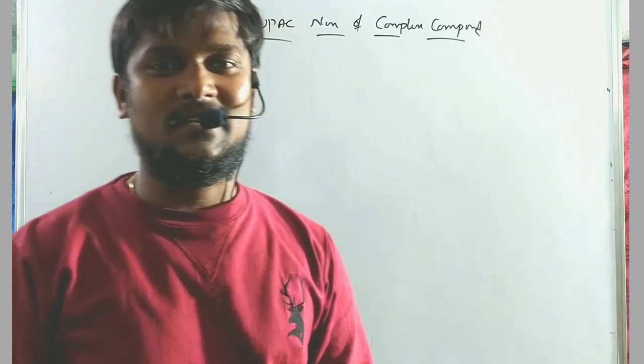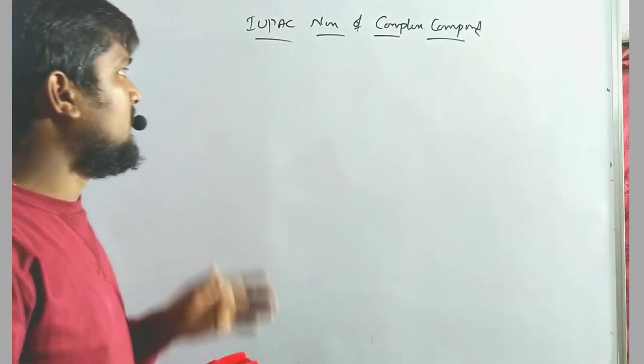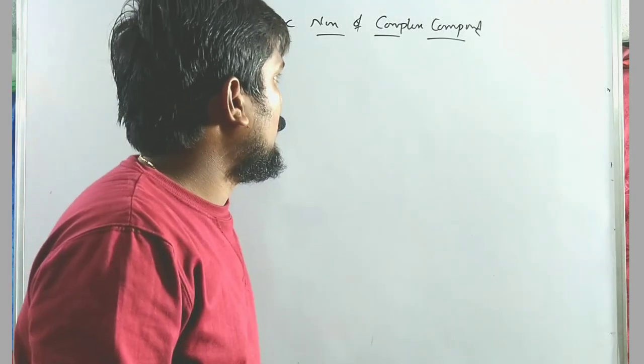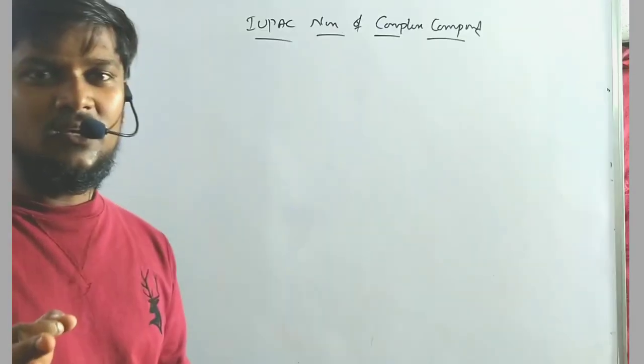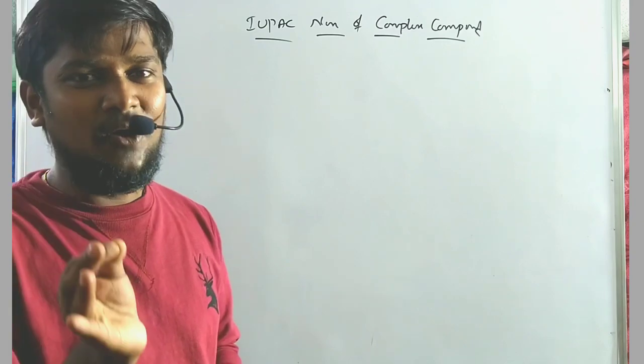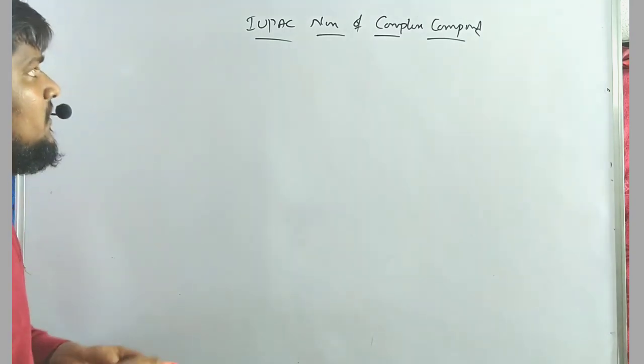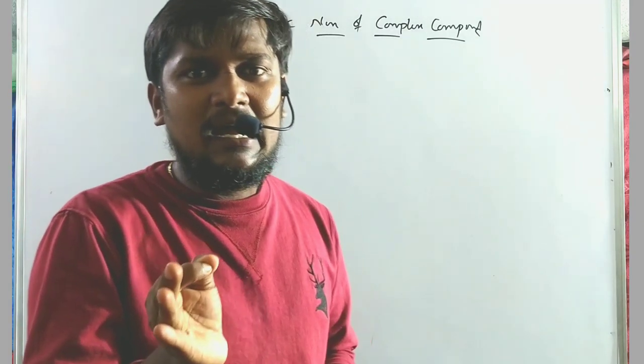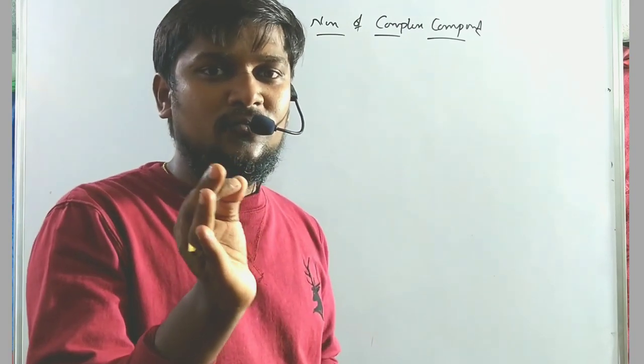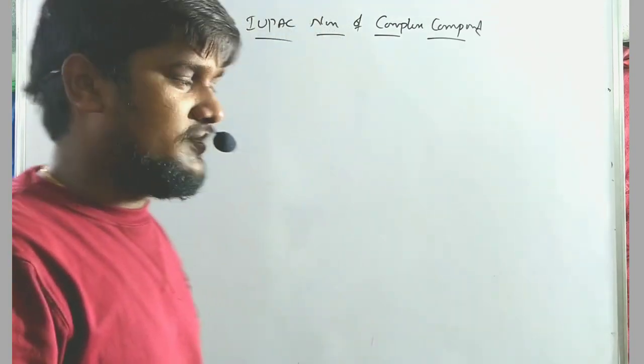To RPB resonance chemistry. Today I will teach IUPAC nomenclature of coordination compounds or complex compounds, which is very useful to identify a complex. I'll give a very simple and tricky manner to write the IUPAC nomenclature rules.